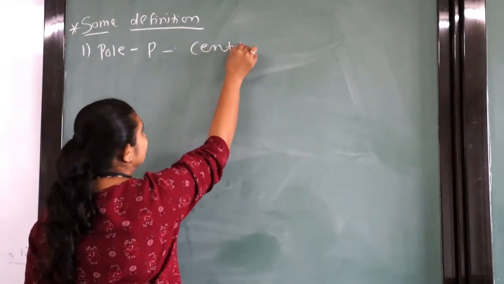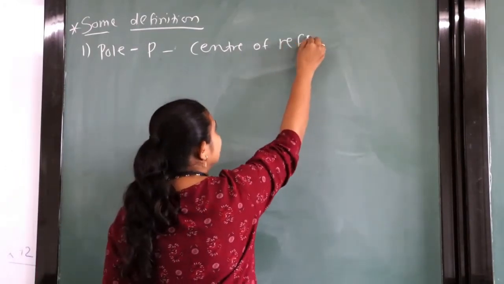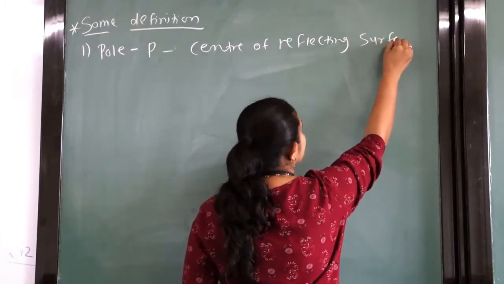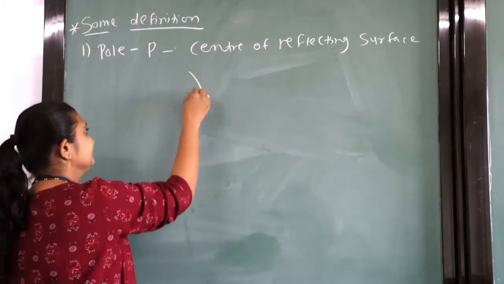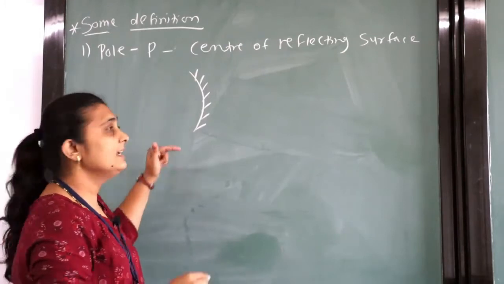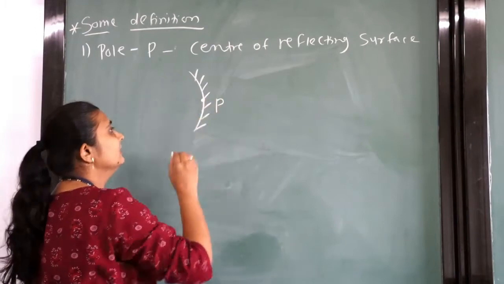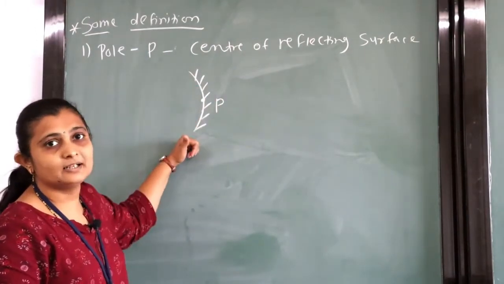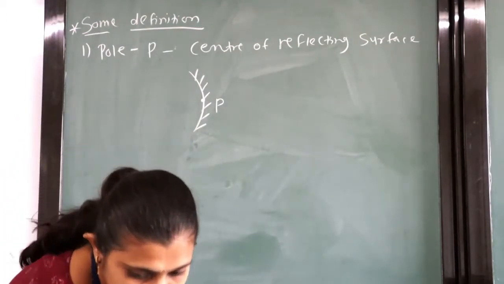Center of reflecting surface is called the pole. Consider a concave mirror. This is the reflecting surface and this center of reflecting surface is called the pole. Pole always lies on the mirror. It is a part of the mirror.